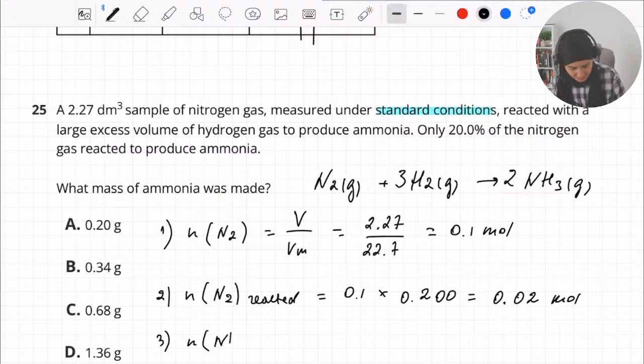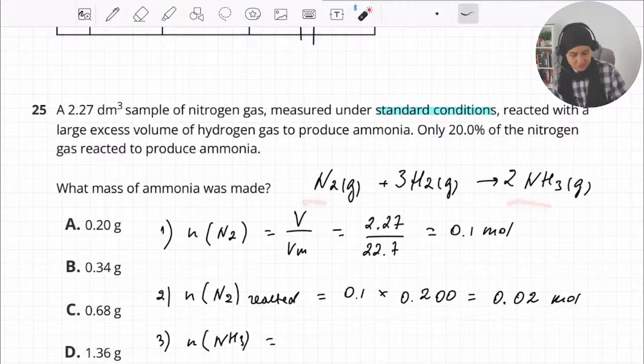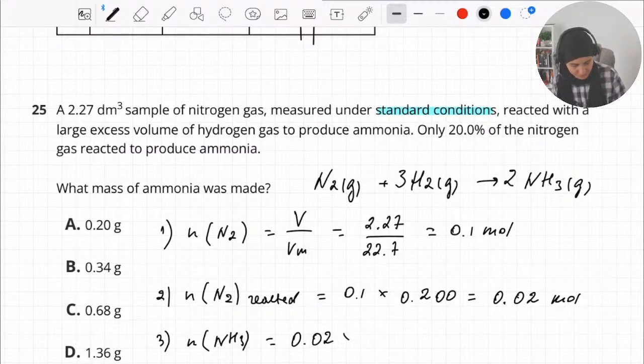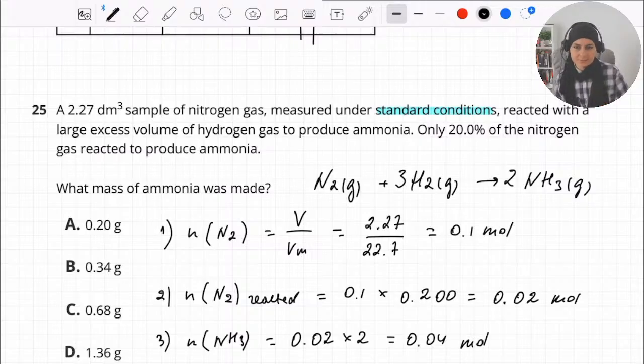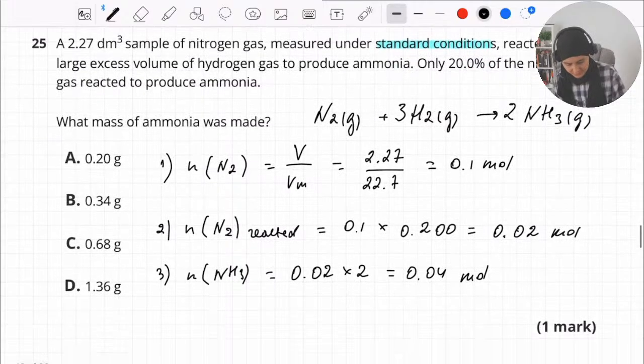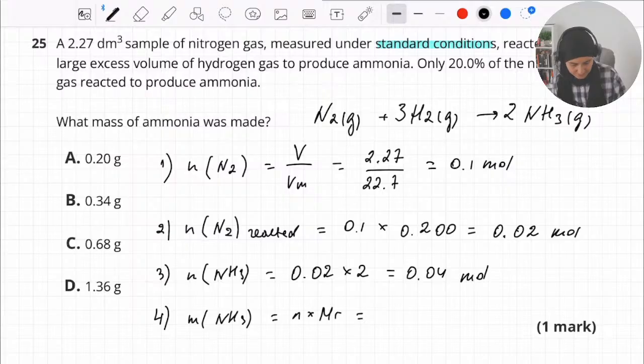So moles of ammonia would be, it's in a 1 to 2 ratio with nitrogen, so 0.02 times 2, 0.04. And then I find the mass of NH3, because they ask for the mass of ammonia. So mass of NH3 is n times Mr. This formula, I don't know if it's in the data booklet, but this one you just have to know.